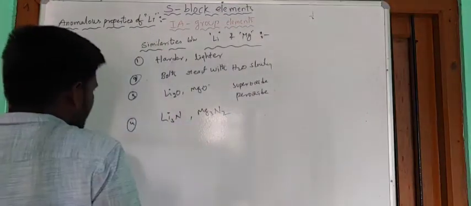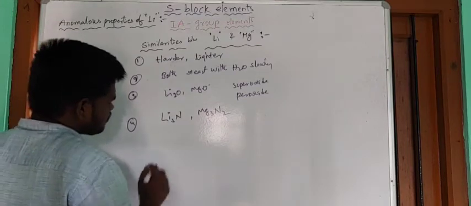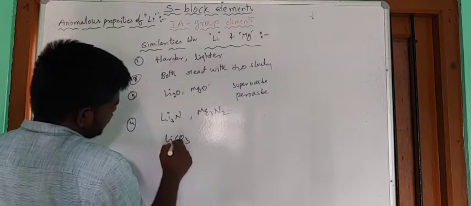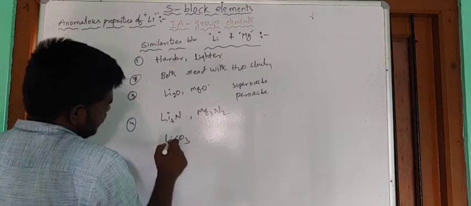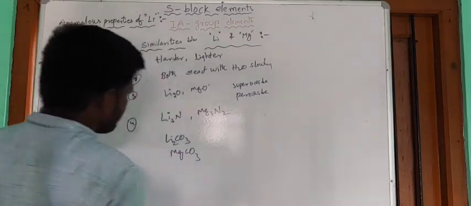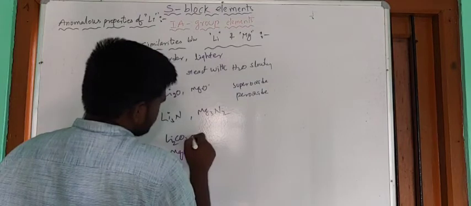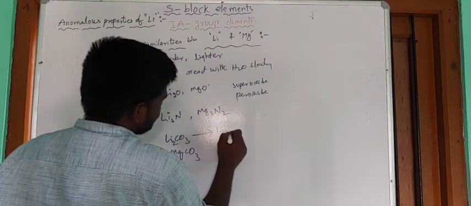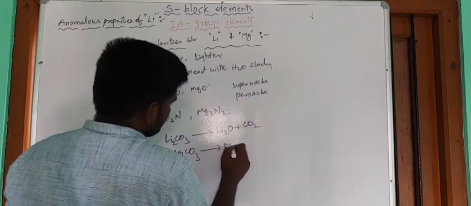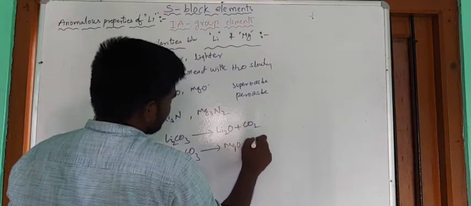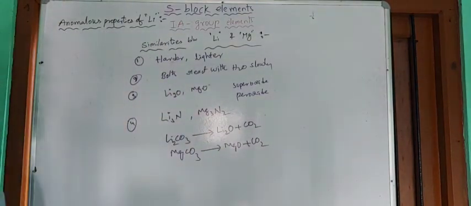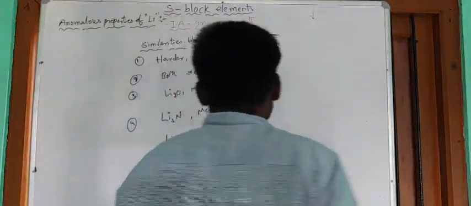And the next one, carbonates of lithium and magnesium, Li2CO3 and MgCO3. Here this one decomposes to give Li2O and carbon dioxide. Here this one decomposes to give MgO and carbon dioxide. But other carbonates of the first A and second A group elements won't decompose simply like this.